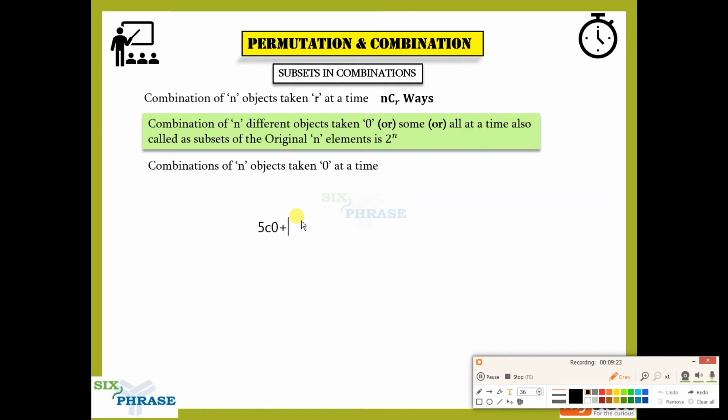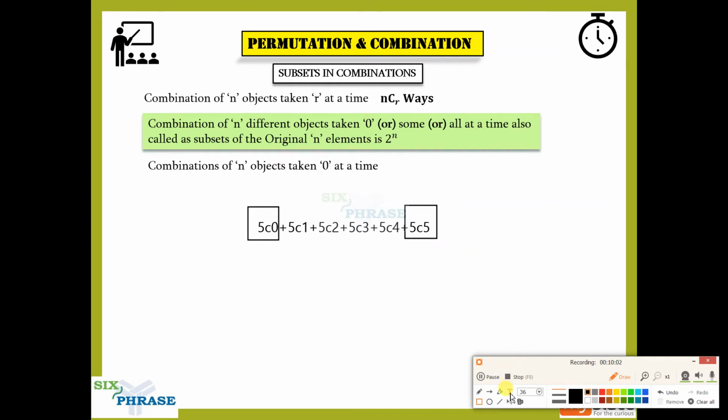Now what comes under the 'some' category? You're choosing 1 out of 5. It is choosing some things, right? If you choose 2 out of 5, again it is choosing some things. 3 out of 5 is also some things. 4 out of 5 is also some things. Now 5 out of 5 is not some, it is all. So this is the meaning of this. When they talk about the combination of n different objects taking 0 at a time, it means taking nothing, which can be done in only one way. Similarly, taking out everything or arranging all the 5 elements can be done in only one way.